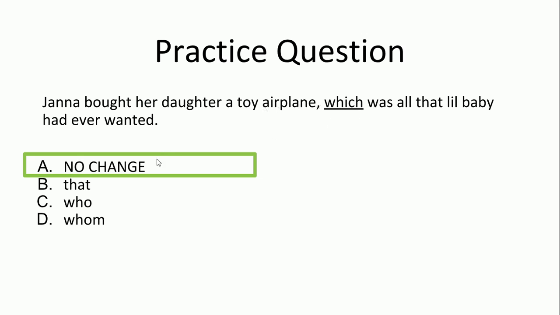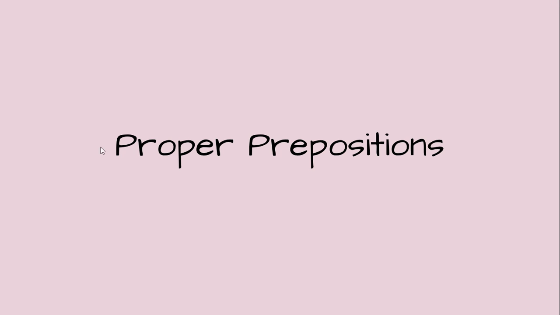So we know it has to be that or which. We can eliminate C or D. Then should it be that or which? Well, I said the rule was if you have a comma, you use which. If there's a comma, we use which, and the sentence is happy, just like that little baby with a toy airplane. Here we are, the final rule in this set of slides, proper prepositions, and it happens to be a purple rule.